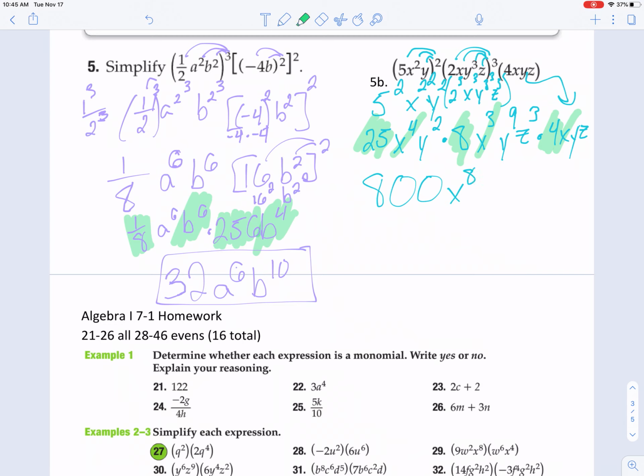Next I need to do the y's. Y squared, y to the 9th, y. 2 plus 9 plus 1 is going to be y to the 12th. And last but not least is my z's. There's not one in the first group, that's okay. Just z cubed and z. That's going to give me 3 plus 1, which is 4, and that is my final answer.